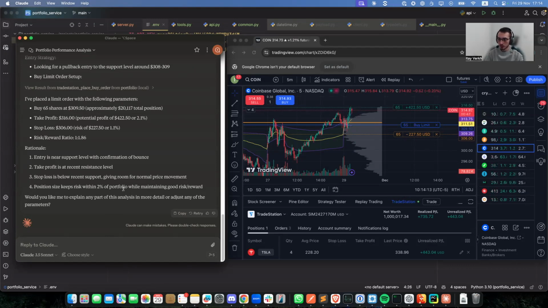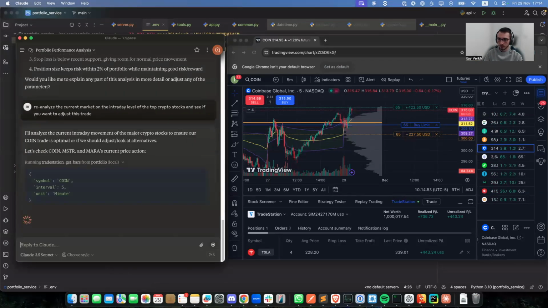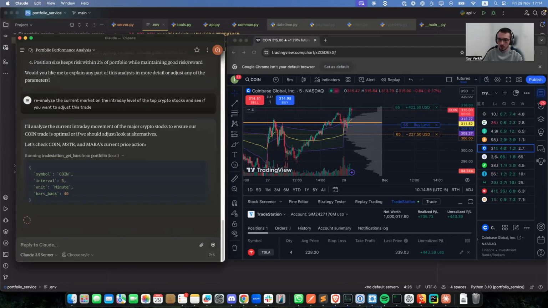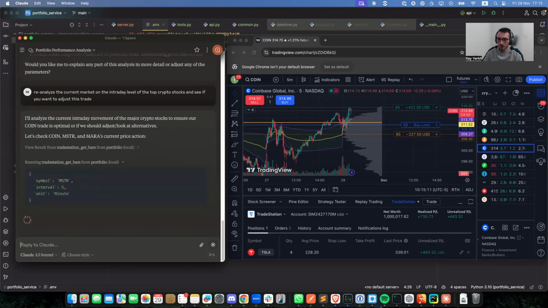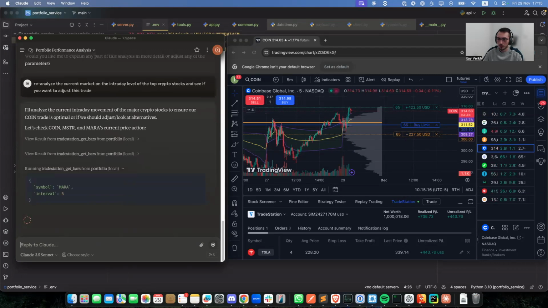I'm going to ask Claude to do another analysis on the intraday bars on every one of the stocks to see if there's any correlation that's being deviated from. So I'm going to ask him to analyze it. As you can see, he's querying COIN again on the 5-minute. Now he's looking at MicroStrategy. And Marathon.